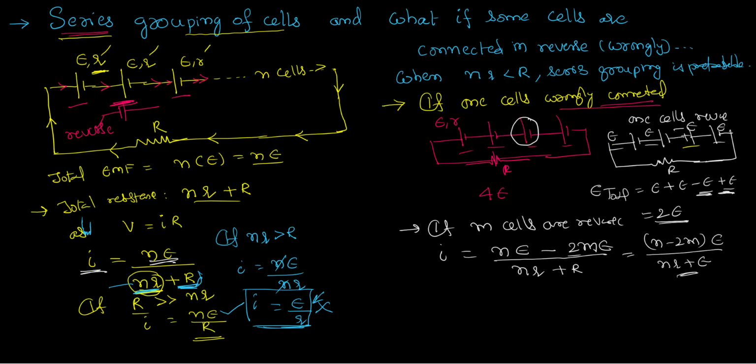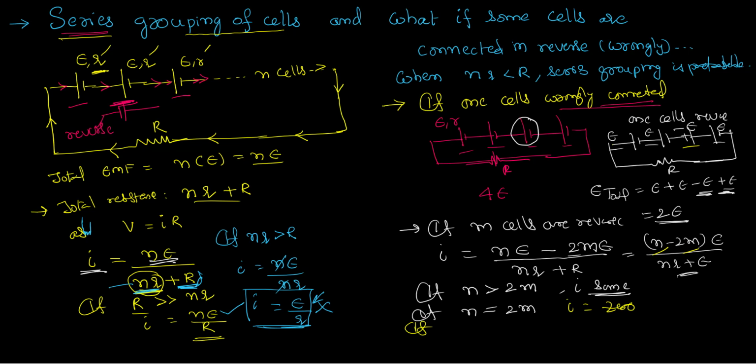Now, is it okay to be connected wrongly in every case? No, right? If the number of cells is greater than 2M, it's okay. You will get some positive current flowing in the circuit. If the number of cells is equal to 2M, look at this term. N and 2M become equal, so the numerator becomes 0. 0 divided by anything is equal to 0. So the current becomes 0.